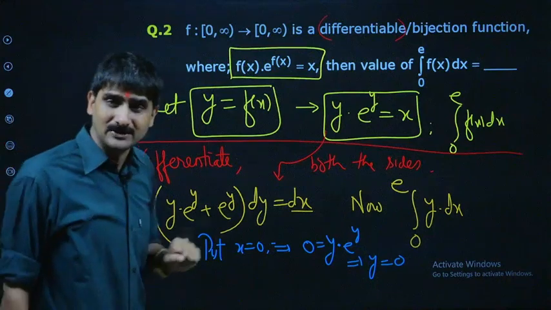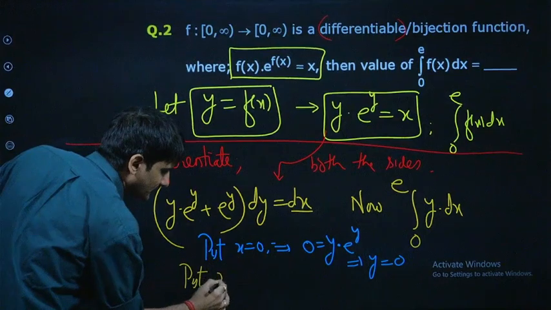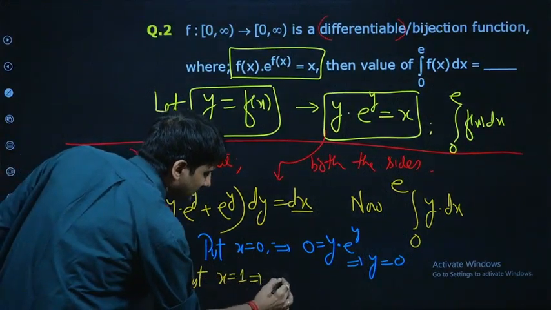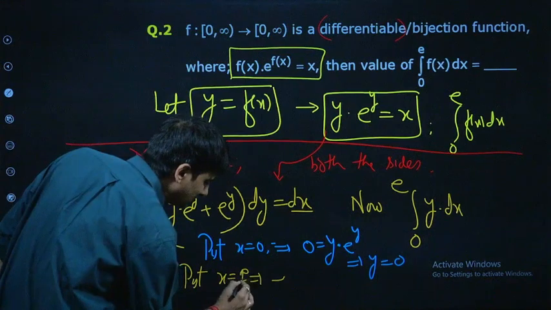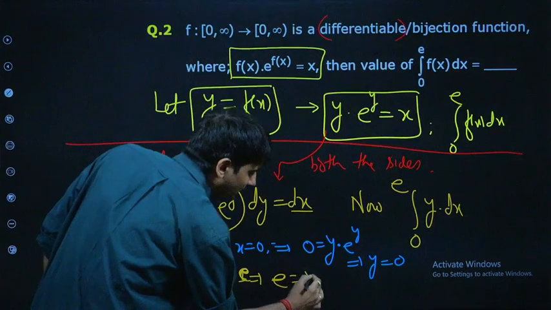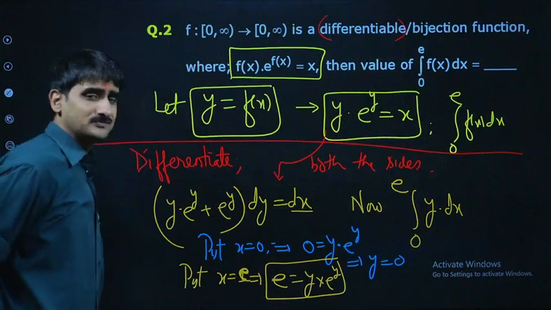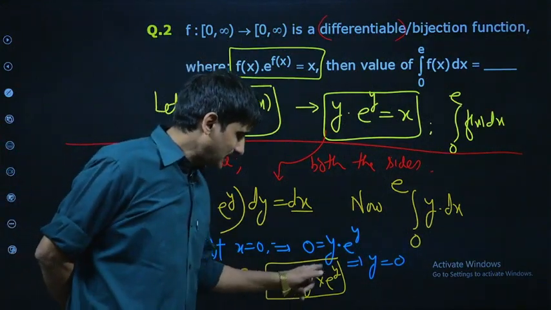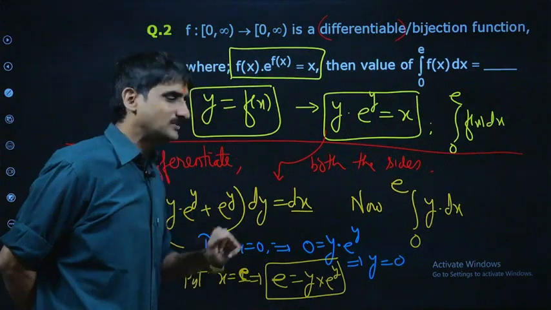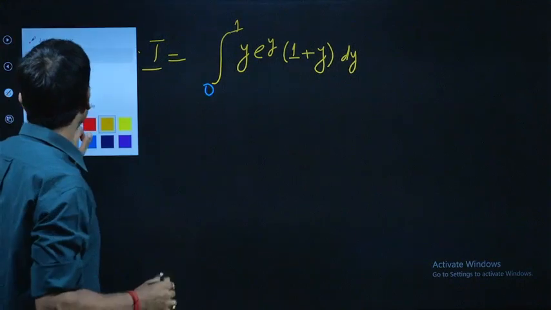Now what about the upper limit? Of course, put x = e. So what do we get? e = y e^y, and just by observing it, we know if I put y = 1, you will get e = e, so that means the upper limit is 1. That's the limit for us here.